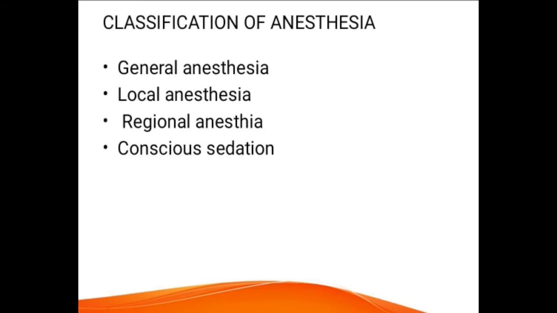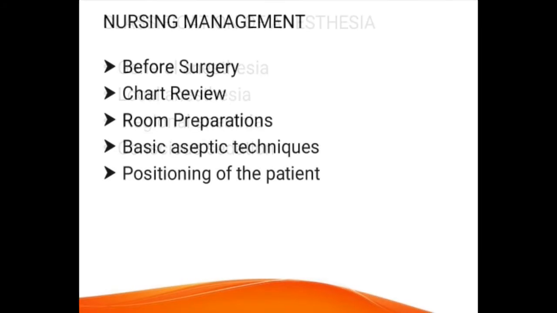For local anesthesia, loss of sensation without loss of consciousness, given topically, intracutaneously, or subcutaneously. And regional anesthesia is loss of sensation in a body region without loss of consciousness, when a specific nerve or group of nerves is blocked with administration of local anesthesia. And the last one is conscious sedation, a minimally depressed level of consciousness with maintenance of the patient's protective airway reflexes.